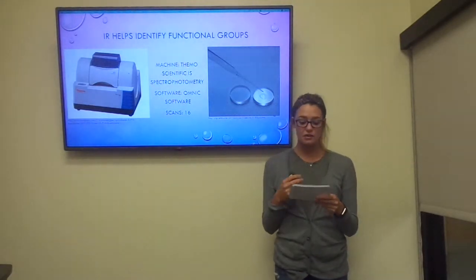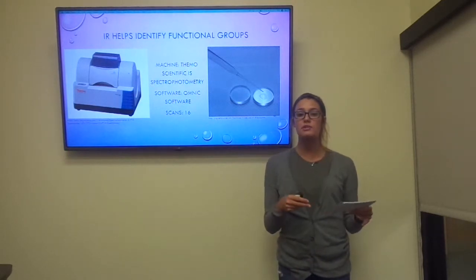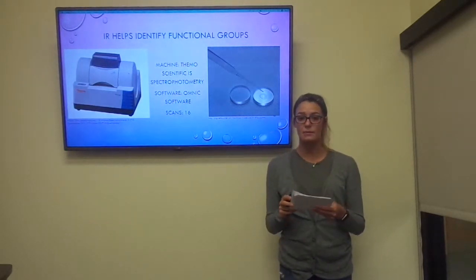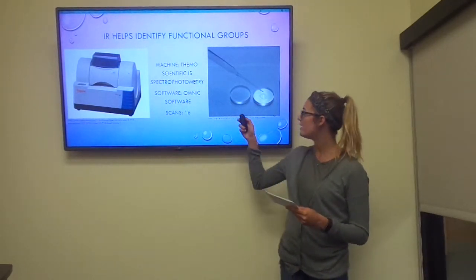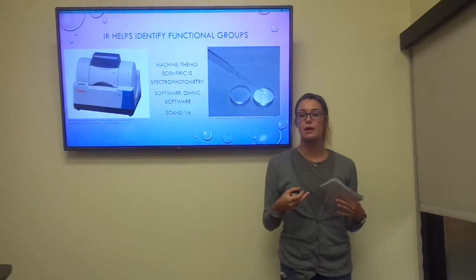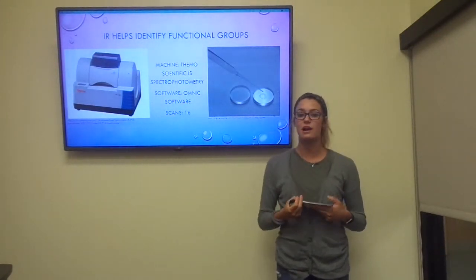The machine I used was a Thermo Scientific IS spectrophotometer, with the computer software connected to the machine being the Omnic software, and I took 16 scans of my unknown. So right here are salt plates where I took drops of my unknown and almost sandwiched the salt plates together and put them in the IR, so that's how we got our scans.